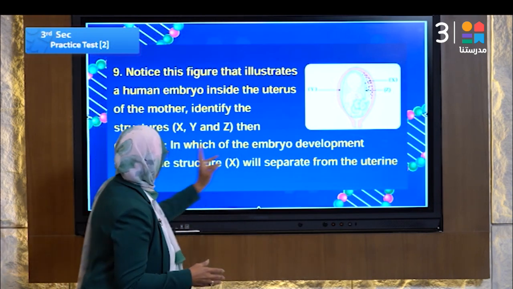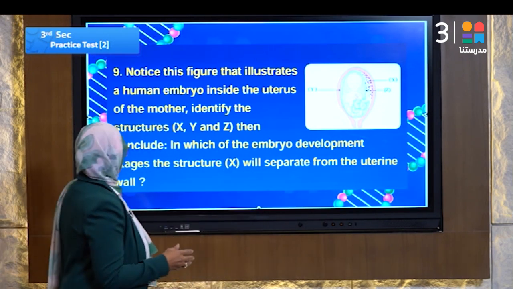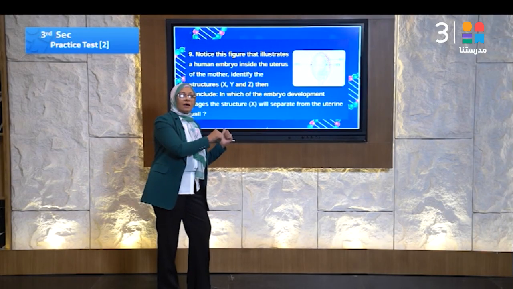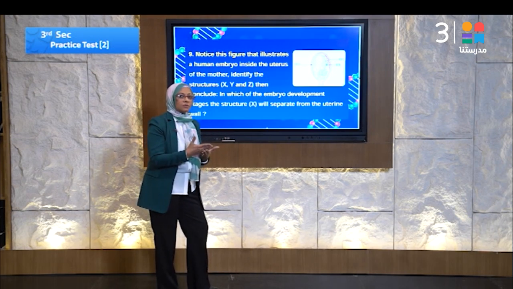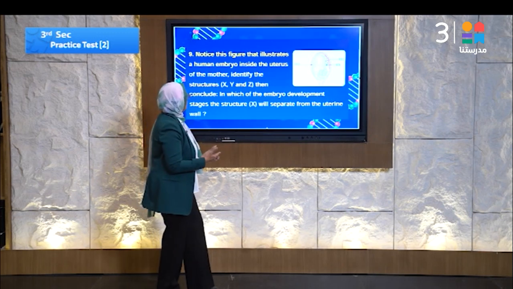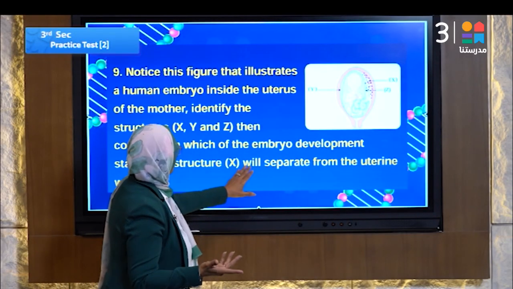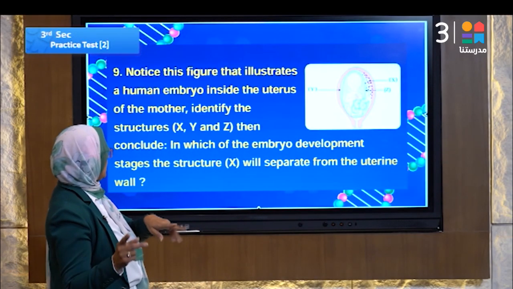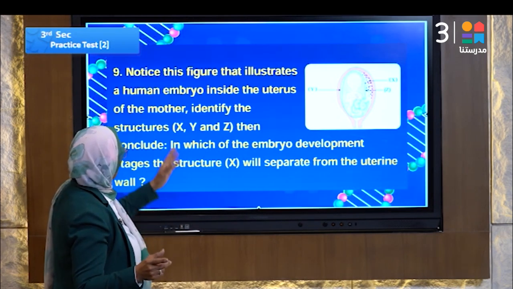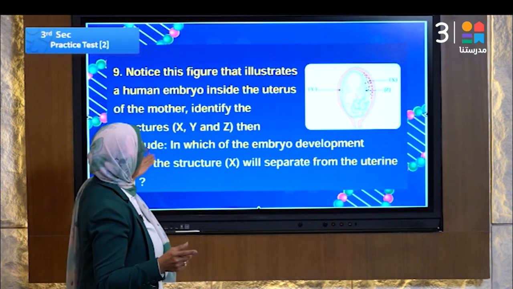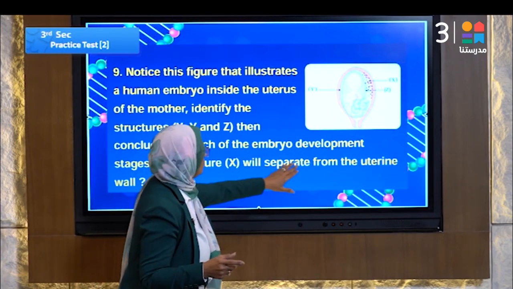In which of the embryo development stages will the structure X separate from the uterine wall? Oh, we have a question in this stage about the relaxin hormone. When do they develop to separate from the uterine walls? Okay, we have two parts of the question here. In which embryo development stage does the structure X separate? I must identify the structure first, then I will decide when the X separates from the uterine wall.